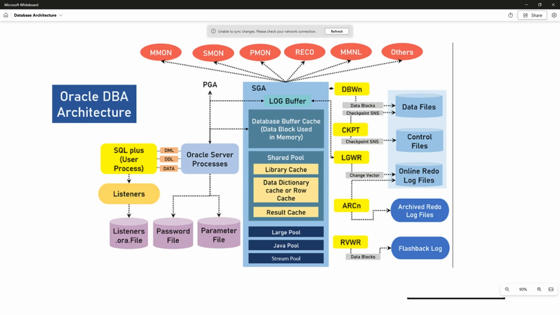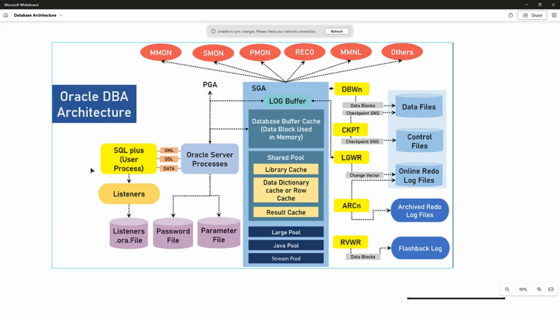So what will happen if it is a dedicated server process I'm talking about? It will have one dedicated SGA, a dedicated private area, and a dedicated server process runs for each and every user process it has.